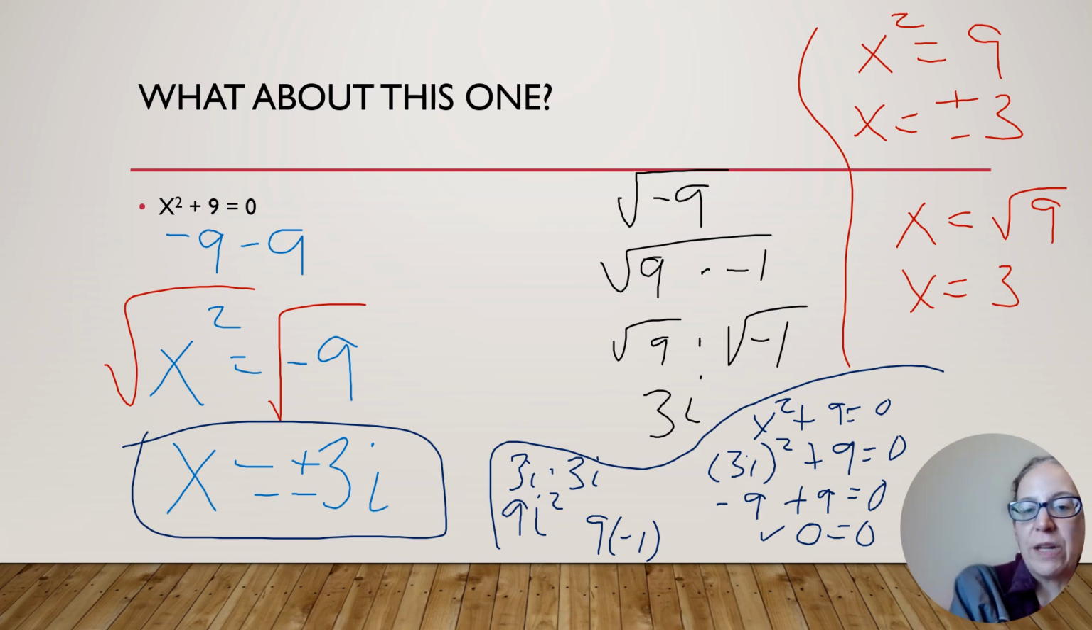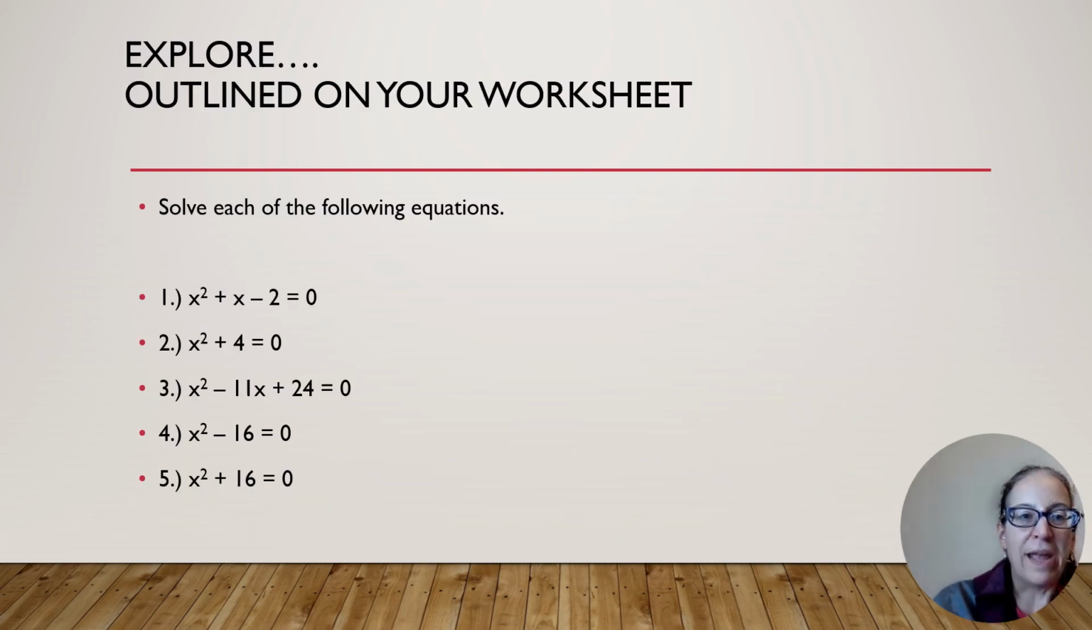You could do the same thing with the -3i, because -3 times -3 would give you the +9 as well, and then you'd square the i to get i squared. So it still works. It still works, the definition of solution, even if that solution has an imaginary number in it.